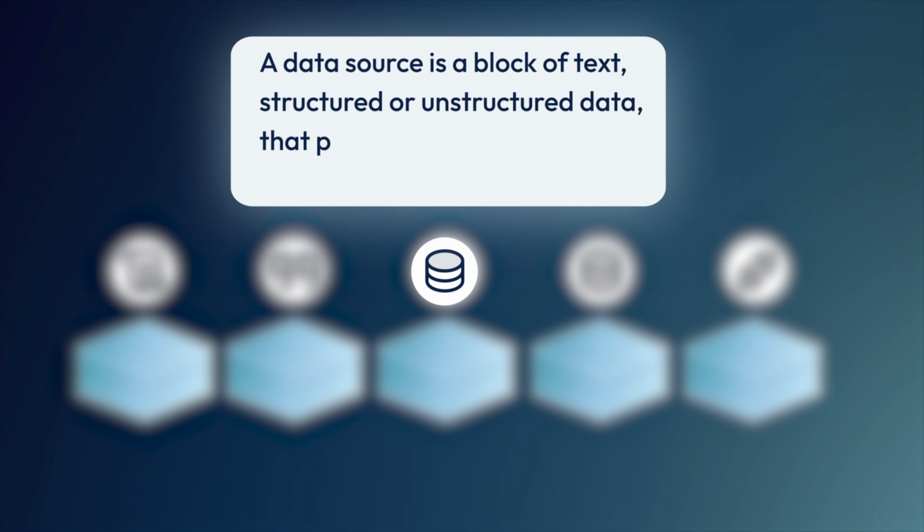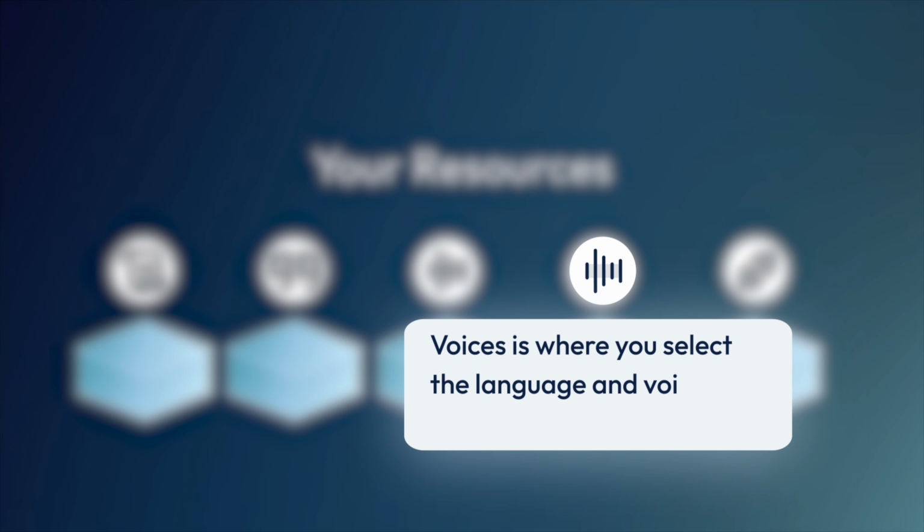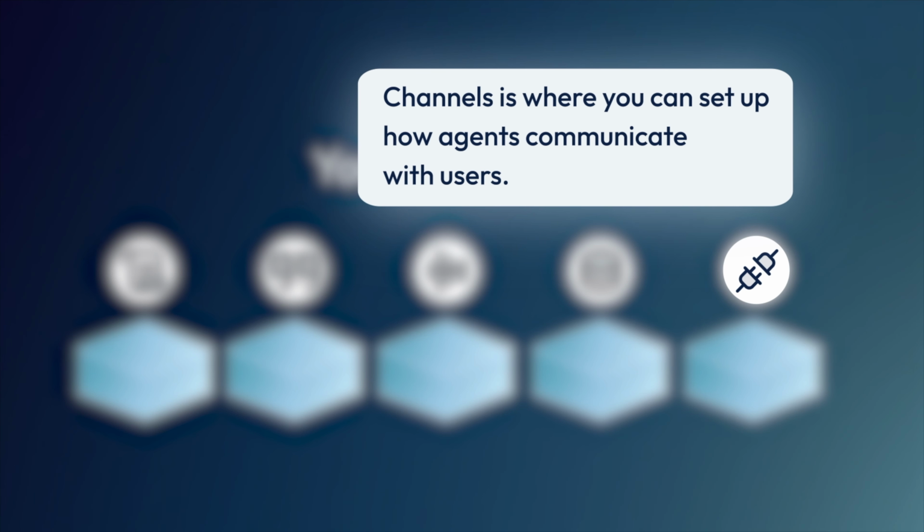The message is the first thing the agent will say to the user. A data source is a predefined blob of text containing structured or unstructured data. This is where you can include a lot of data and information for your agent to draw from. Voices is where you select the language and voice for your agents, pretty straightforward. Then channels is where you can set up how agents communicate with users.